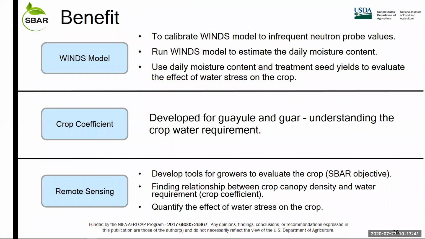The third part, this meets the SBAR objective of developing tools for growers, and remote sensing has worked really well in terms of telling us and quantifying for us the water stress for the crop and showing us more to extract from.